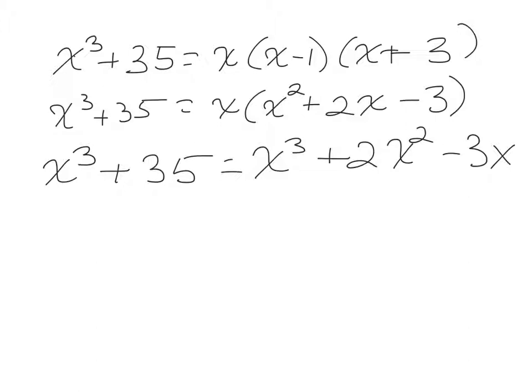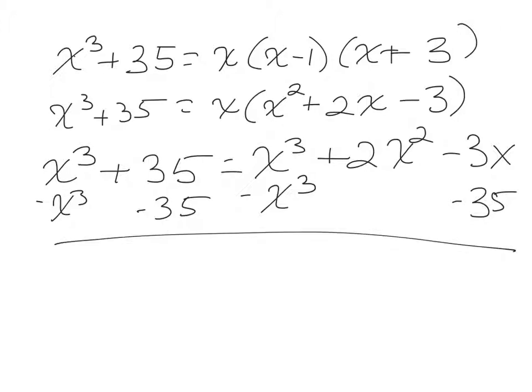Okay, so now what do we have? A polynomial equation. Let's set it equal to 0. So we'll subtract x cubed from here, and we'll subtract 35. And what we get is 0 is equal to 2x squared minus 3x minus 35.